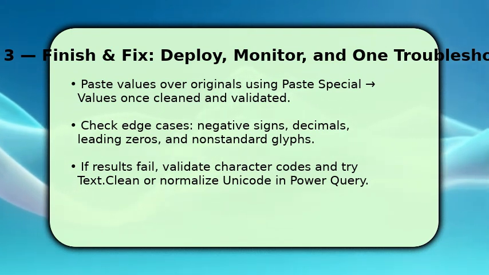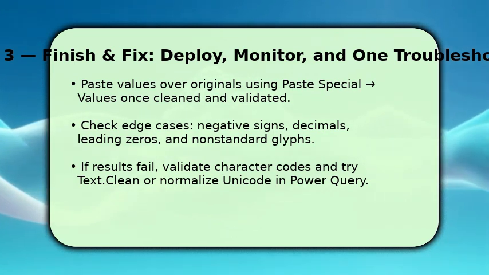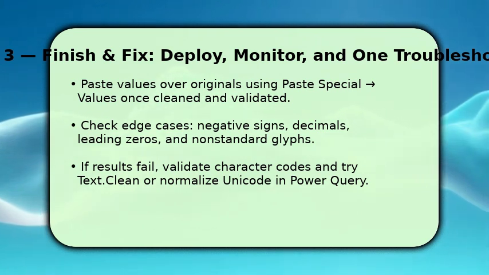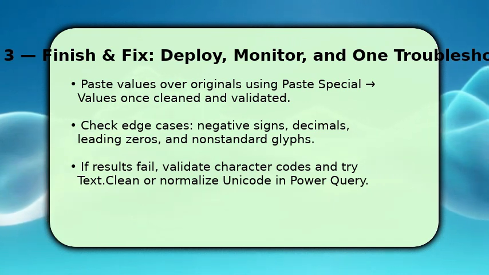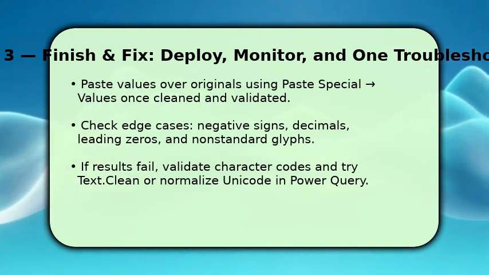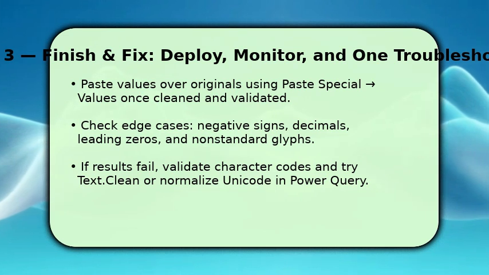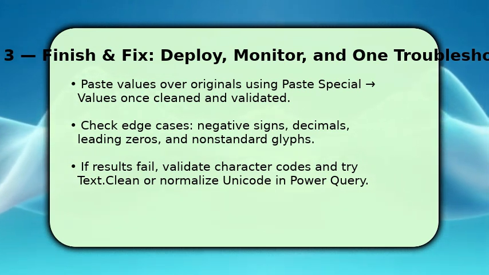If you encounter problems, like missing minus signs, decimals, or hidden non-standard characters, inspect a failing cell with CODE or UNICODE and adjust your extraction logic. One quick fix is to run Text.Clean or normalize Unicode in Power Query, then repeat extraction. That resolves many stubborn characters.